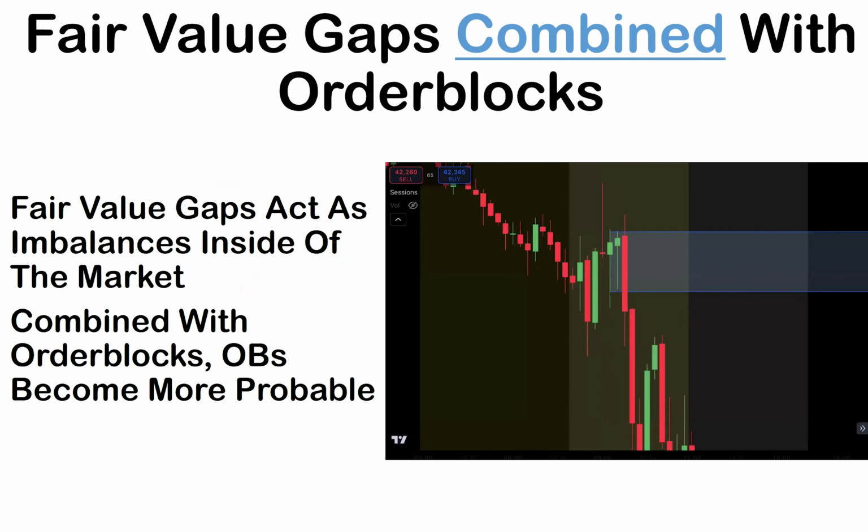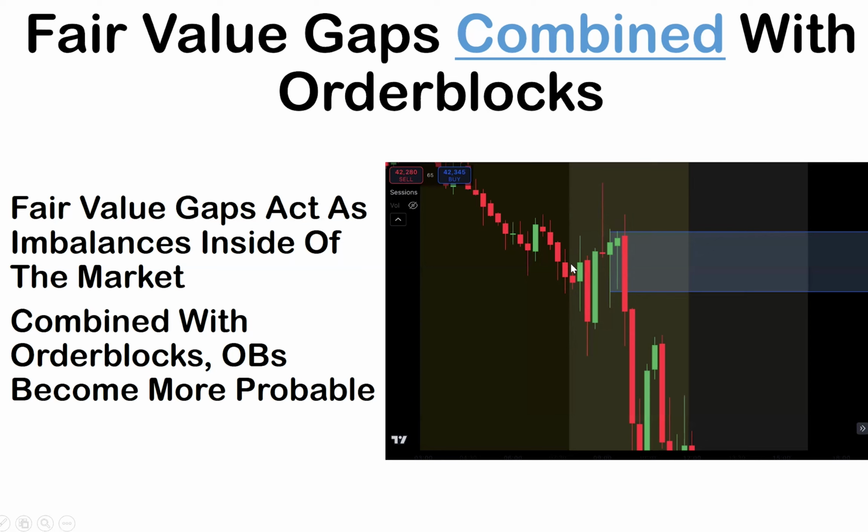Now, one concept that I am going to explain for you inside of this video is a fair value gap combined with an order block. Fair value gaps essentially act as imbalances inside of the market. Combined with order blocks, they make order blocks honestly more probable. Now, this was the first strategy that I personally ever used when coming inside of the market. I learned it from my mentor at the time.